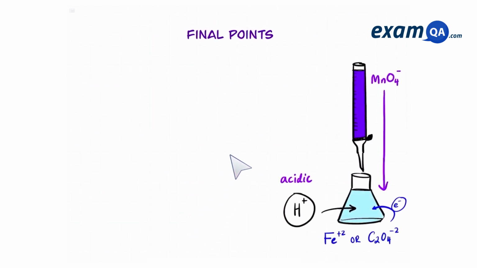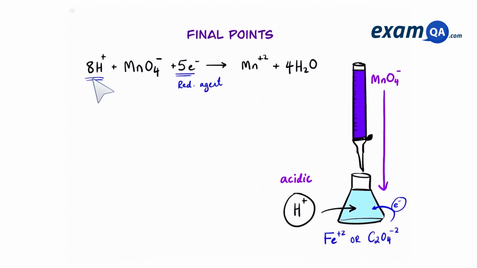Okay, some final points about redox titrations. So, in a redox titration, a reducing agent is mixed with an oxidizing agent. In the case of manganate, it will react with either iron or ethane dioate, or sometimes both can be mixed together. These guys will provide the electrons. At the same time, we also require hydrogen ions for the complete equation. As you can see here, manganate reacts with electrons and hydrogen ions. Now, the electrons we can get from the reducing agent.